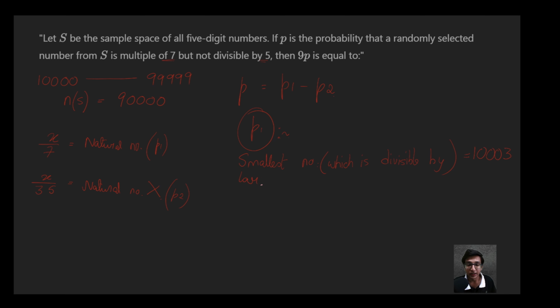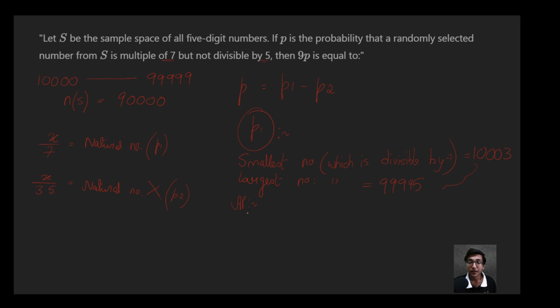Similarly, let us find out the largest number that is divisible by 7. The same thing, and this would be equal to 99,995. So how many elements are there in total from 10,003 up till 99,995? Let us find that out using AP.